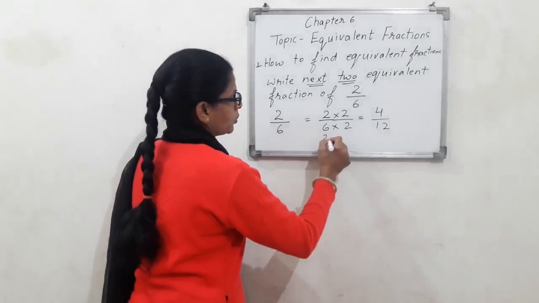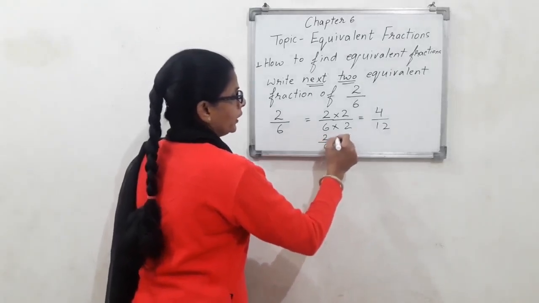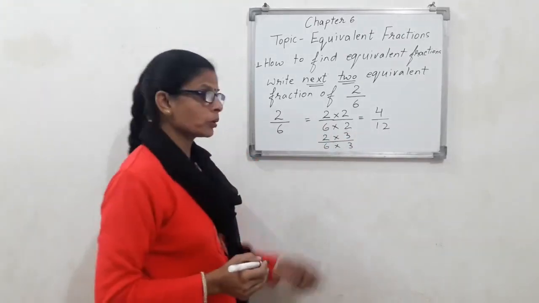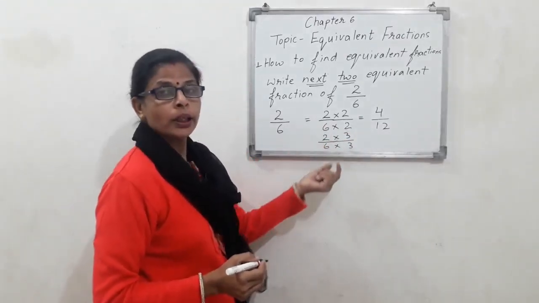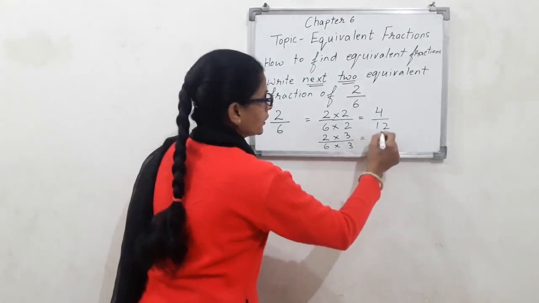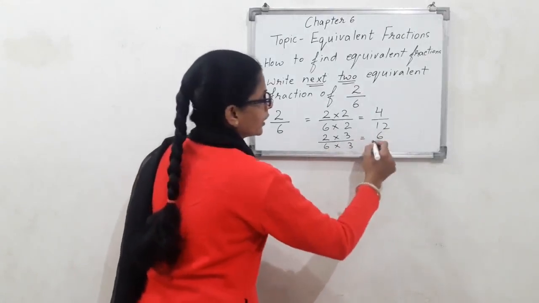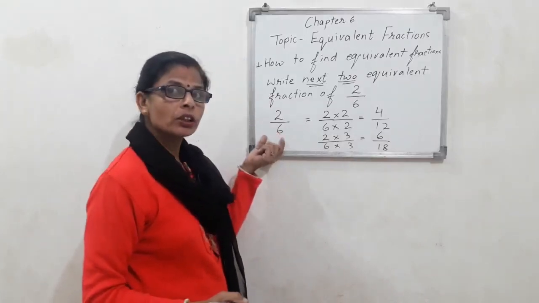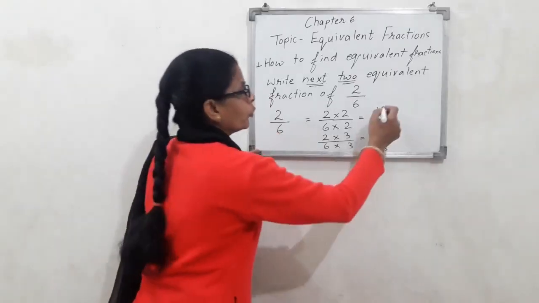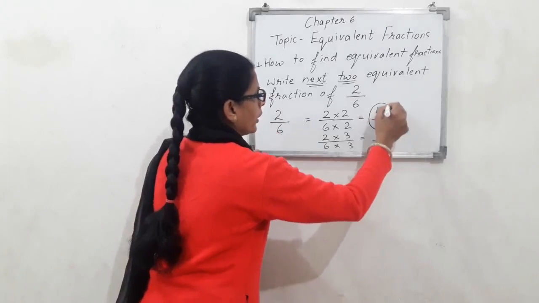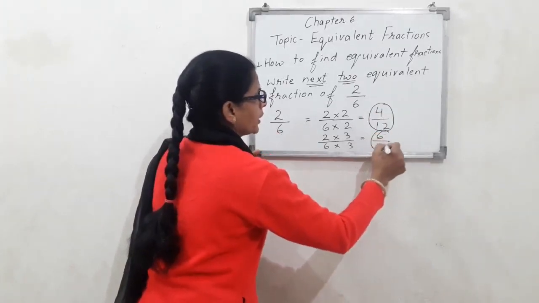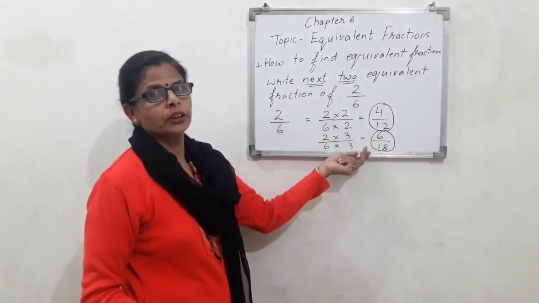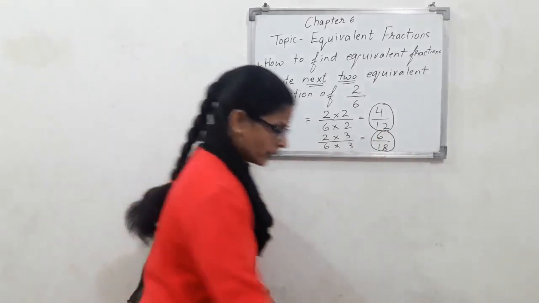We have to multiply 2 upon 6 by 3. So 2 3s are 6 and 6 3s are 18. So what will be the next two equivalent fractions of 2 upon 6? 4 upon 12 and 6 upon 18. These are the next two equivalent fractions. Clear? Next.